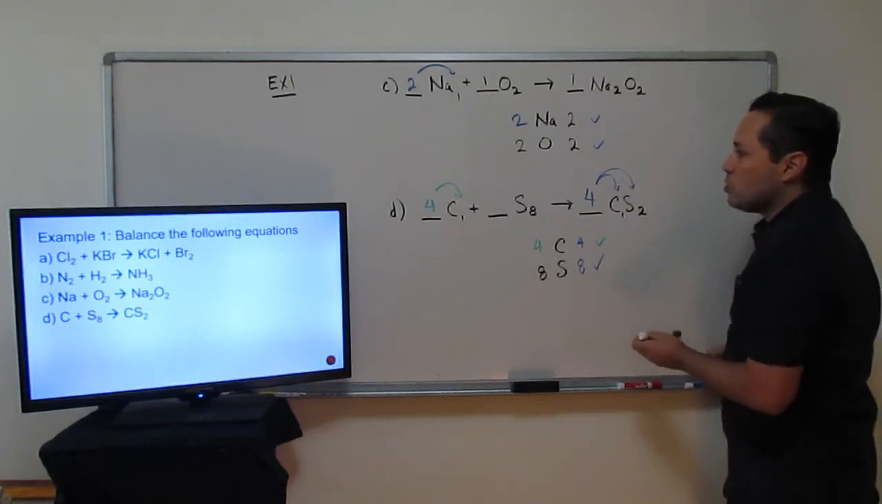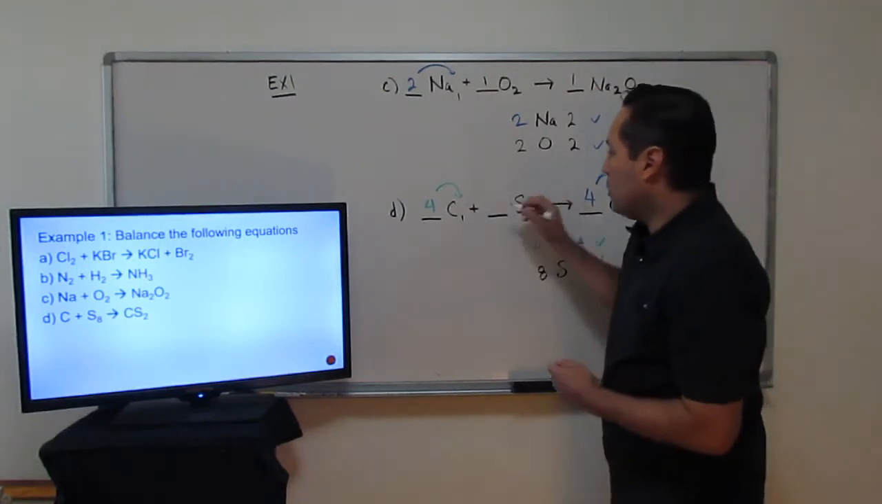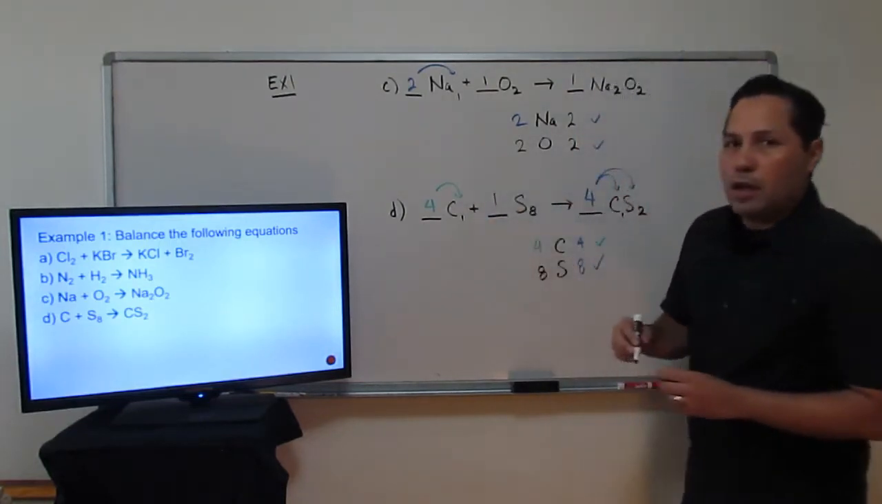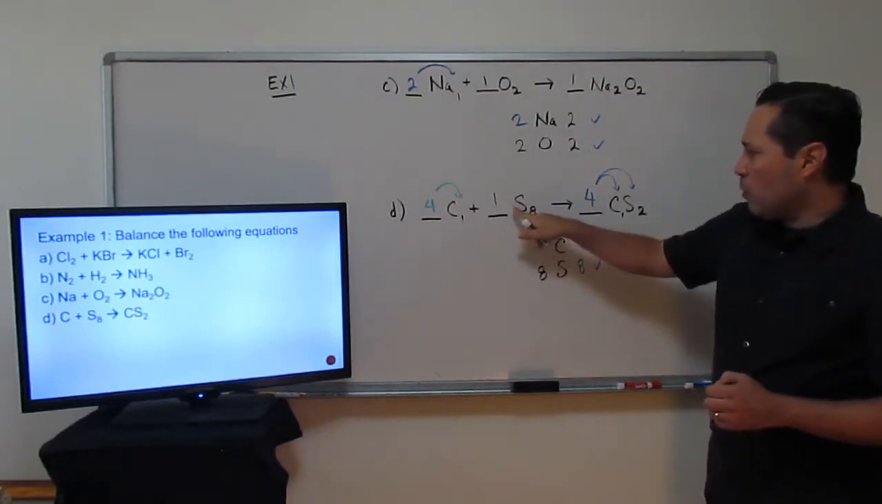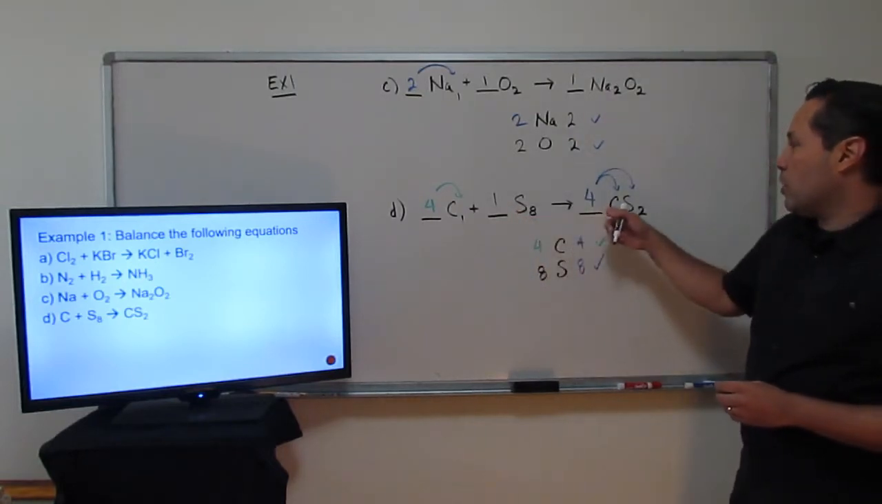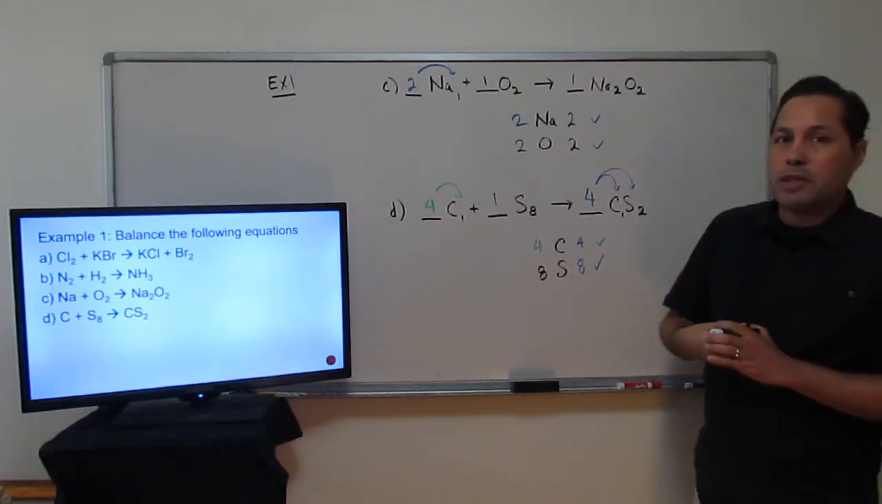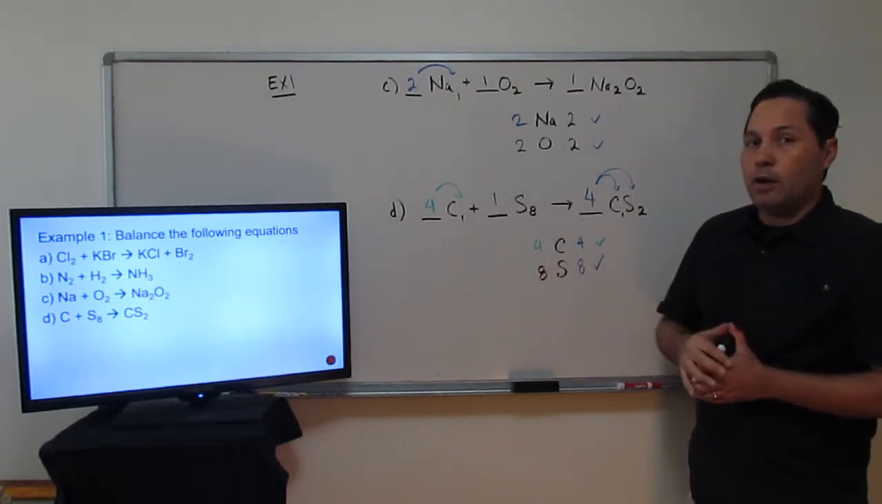Everything matches. So for every 4 molecules of carbon that reacts with one molecule of sulfur, it's going to give us 4 molecules of carbon disulfide. That takes care of example 1.